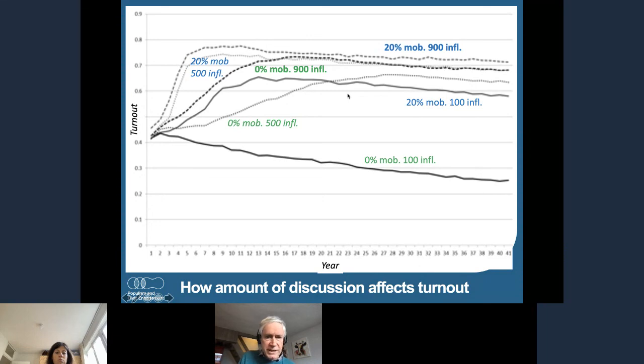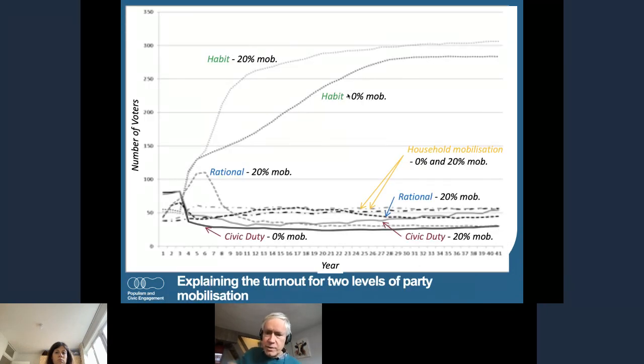Now, of course, what's interesting is why this happens. And because it's agent-based modeling, we can drill down into the minds of the agents and try and find out what was happening and what were their various different motivations for voting. So civic duty was one of these things in this model, but we can see that 0% mobilization and 20% mobilization had very little effect on civic duty. Civic duty is very important in this model. It's one of the long range effects on voting, but in this case, mobilization didn't make much difference to civic duty. It did make some difference to the rational consideration, but that was very short time.